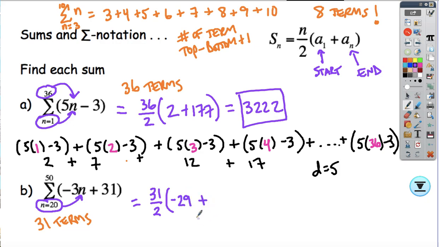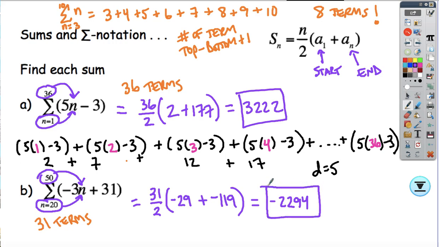Now I need my ending term. I get that by plugging in a 50. So if I do negative 3 times 50 plus 31, I'm going to get negative 119. That's my ending term. So now I can throw this in my calculator and I'll get negative 2,294. So it's just a much faster way to find the sum rather than having to write it out the long way.